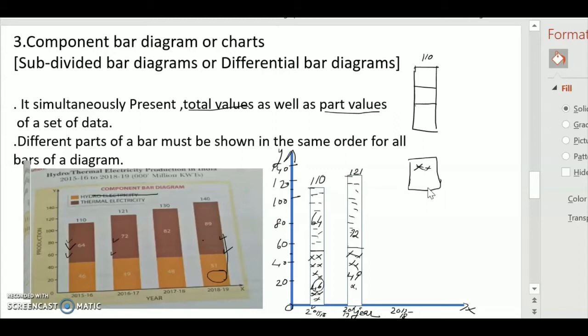This is first hydroelectricity, right? Hydroelectricity, and you have to write, this is known as index. In the index you have to write, it should be very small. By mistake I drew it a little bit large. Okay, this is thermal electricity. So in this way we can draw one component bar diagram.